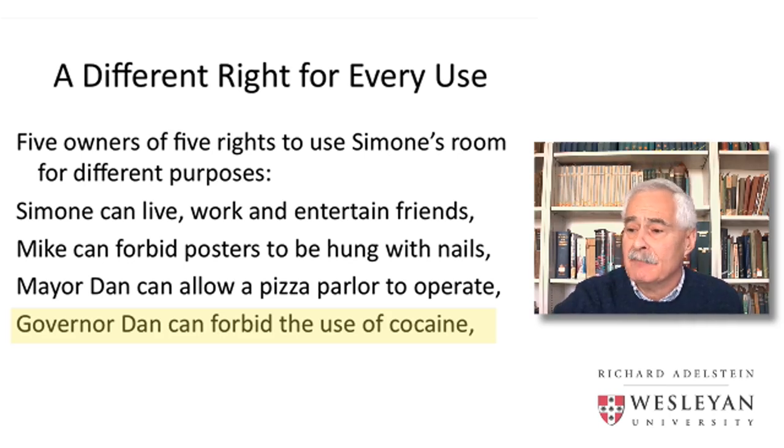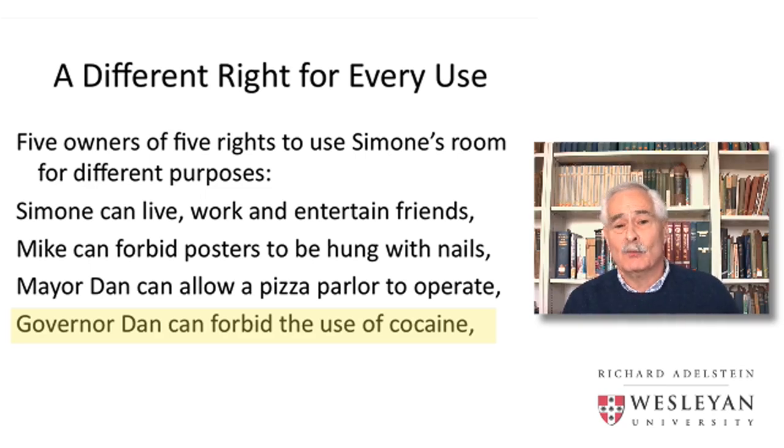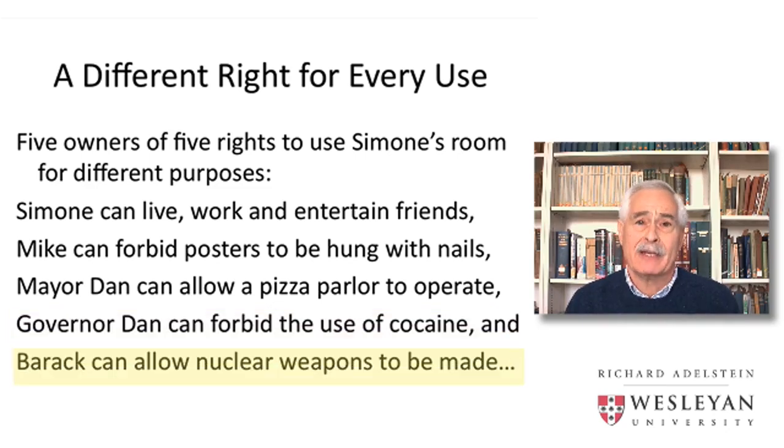And finally, Barack can allow nuclear weapons to be made if he wishes, or he can deny people the right to make nuclear weapons where they wish to make them, and therefore he owns the property right to make nuclear weapons not just in Simone's room, but anywhere in the United States.